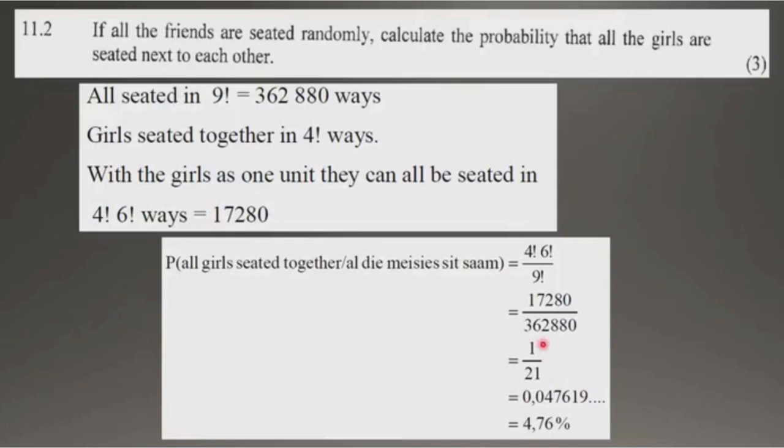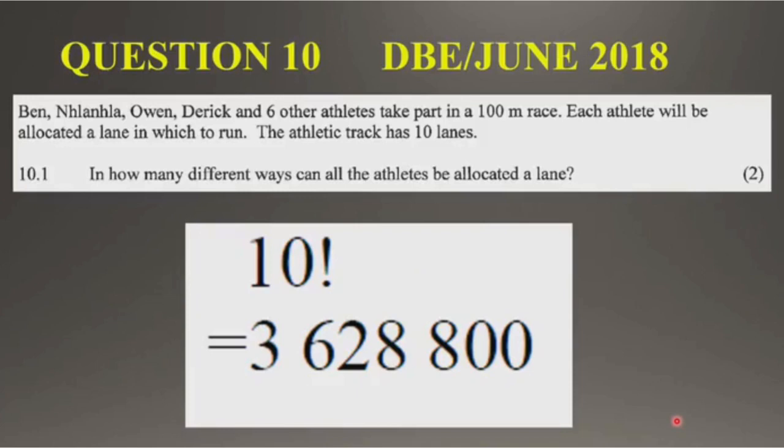Here, the answers that we will honor will be 1 over 21. You can express that as 0,047619. That's as a decimal. And finally, as a percentage, when you multiply that by 100, you get 4,76%. Very easy question. Look at this one, drawn from the DBE June 2018 paper.